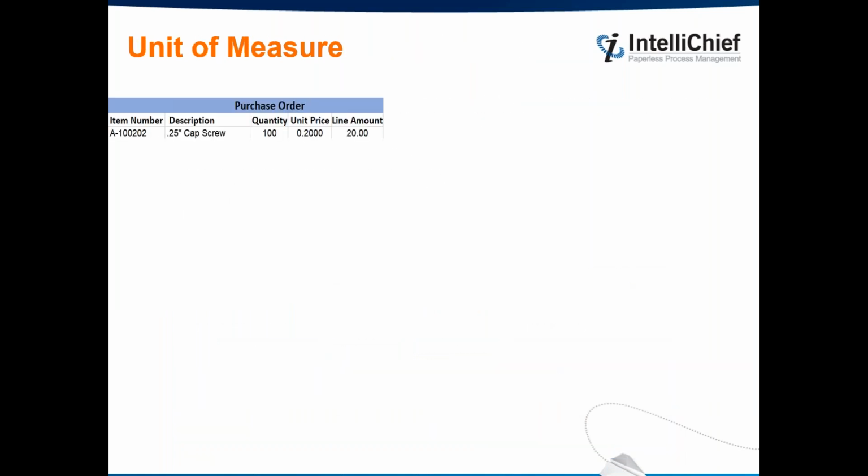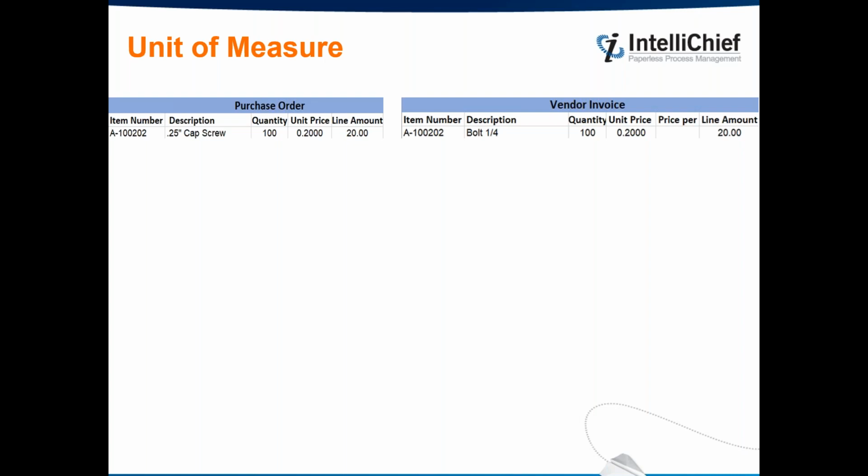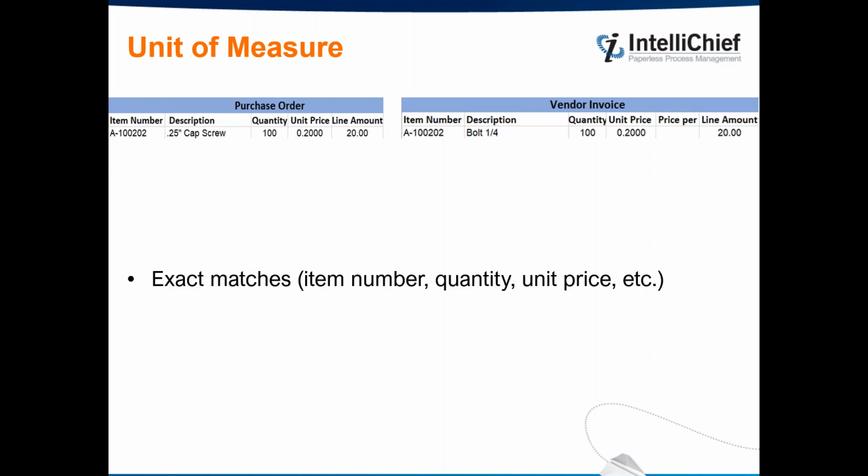Unit of measure, right? You issue a purchase order out of JD Edwards for 100 items at 20 cents each. That supplier invoices you for 100 items at 20 cents each. Perfect, right? That's an exact match. That's comparing raw data between what was in JD Edwards in the purchase order tables and what was on the invoice.